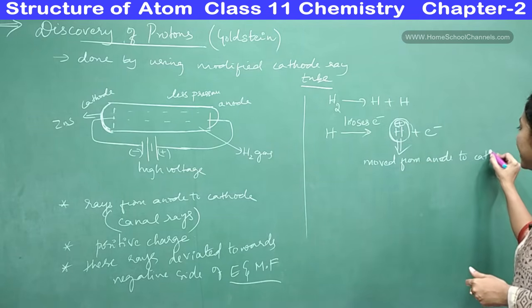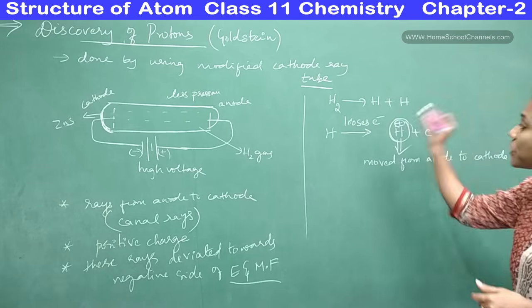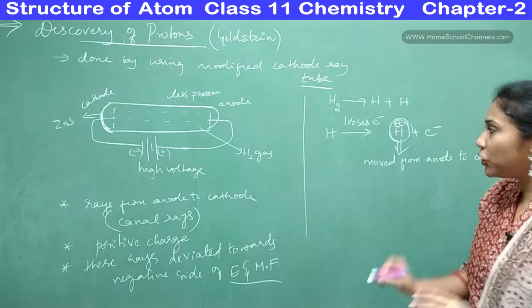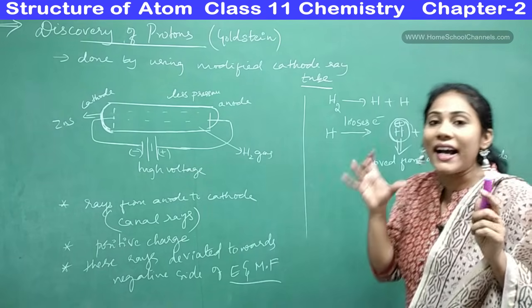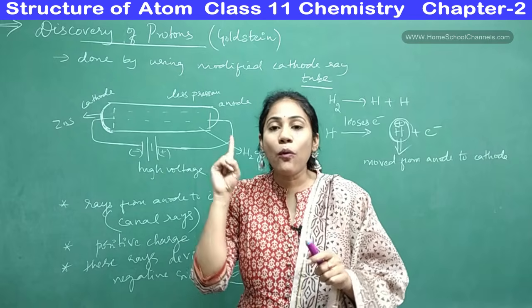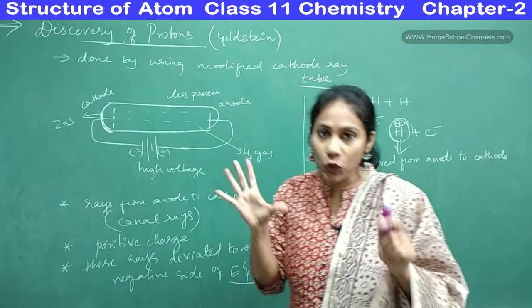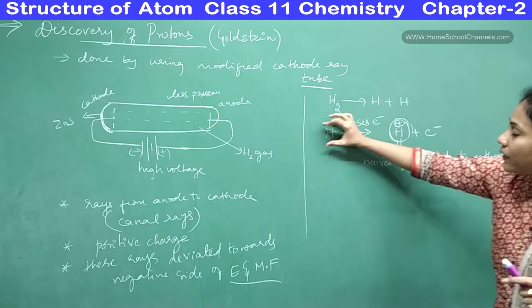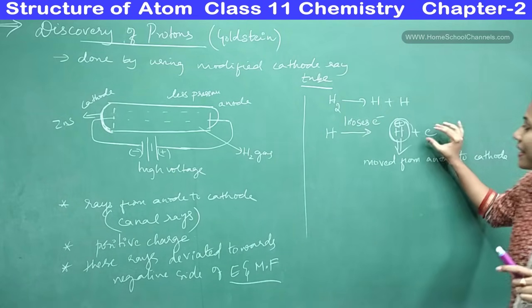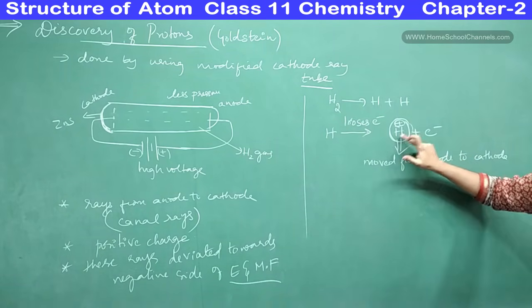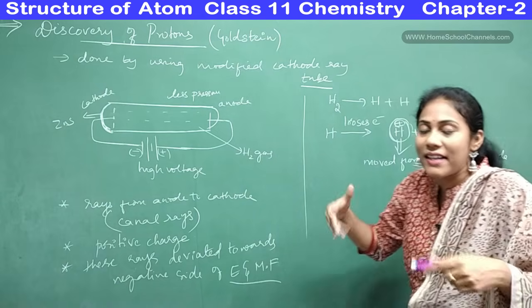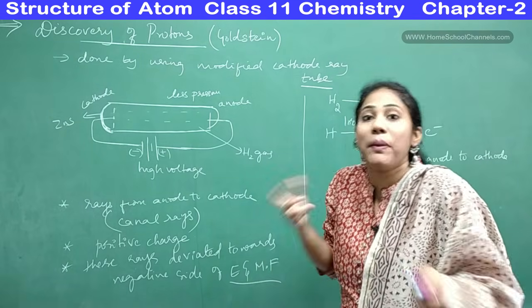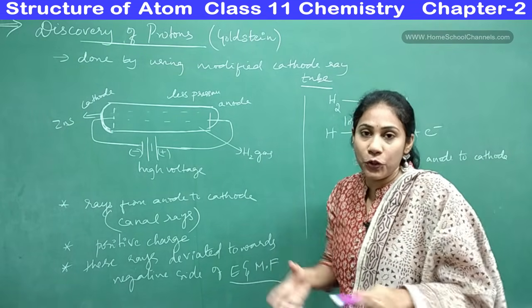Clear? Proton, in the sense, is the H plus ion. What do you mean by proton here? Imagine in the hydrogen atom, you have one electron and one proton, isn't it? Say the electron that was there in the neutral atom has come out. What is remaining? H plus. It means a single proton, right? H plus is nothing but a single proton.